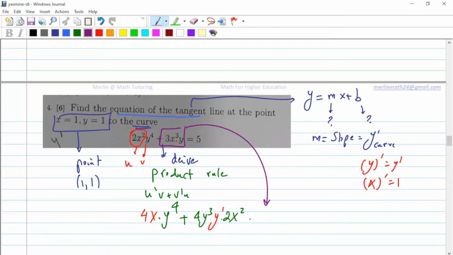So let me put an arrow. So what does it become? Plus, again, you can take the 3x cubed to be your u. So this is my u. Some will say take the 3 outside and then you derive, and some would say include the 3 in the u. That's up to you. So if you keep the 3 in u, this would be 9x squared times y plus y prime times 3x cubed, equals 5.